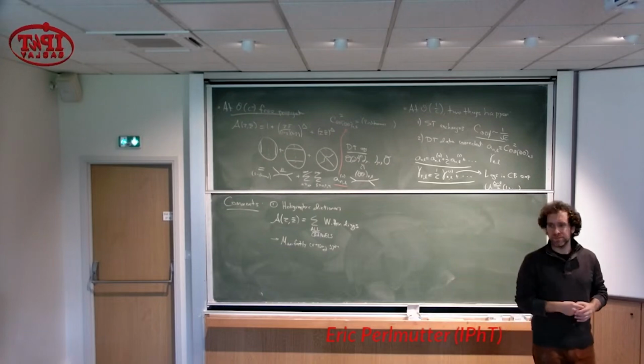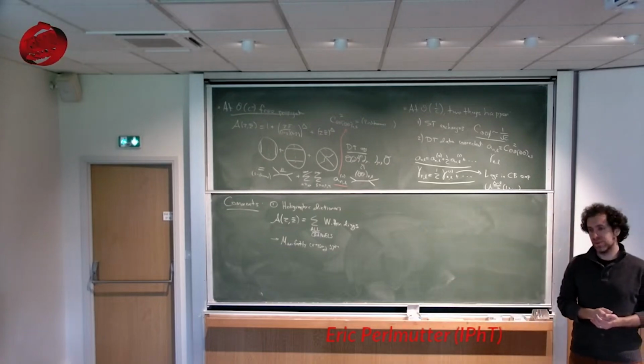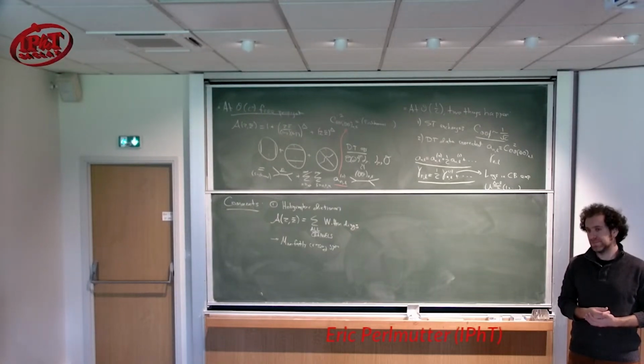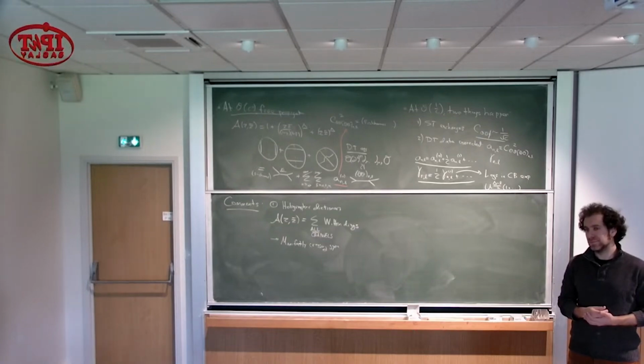I have a question. Your starting point was to look for correlation functions of operators whose scaling dimension stays finite as c goes to infinity. I imagine the story for correlation functions of operators whose scaling dimension is large, infinitely large.